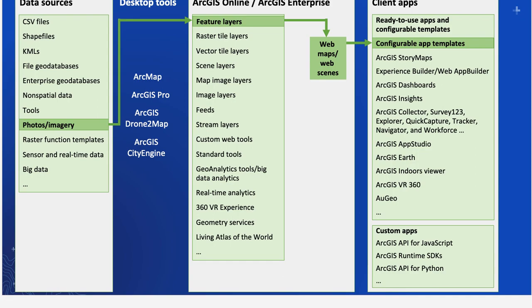So in this figure, these are the paths to building WebGIS applications. Web maps and web scenes are the bridge between layers and apps. If we're focusing on the left side of the figure, the Data Sources tab, it contains formats that range from simple CSV files like we see here all the way to big data.